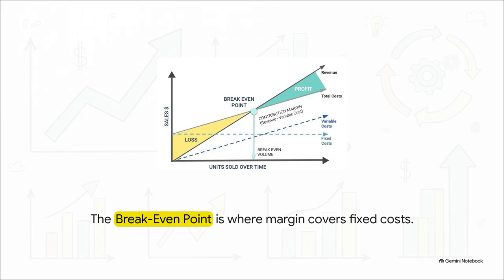And then boom, the magic happens exactly when you hit your break-even volume. This is the exact moment where your contribution margin officially covers all of those fixed costs. From that point on, every single unit you sell, that is generating pure profit for your business.